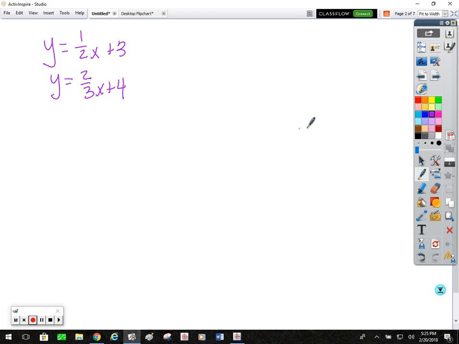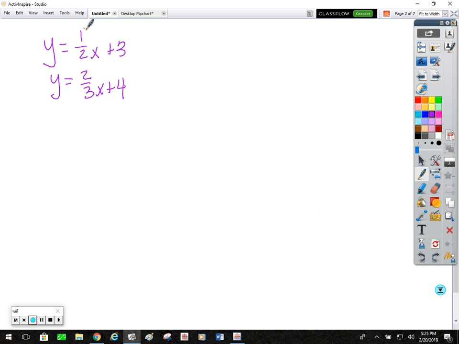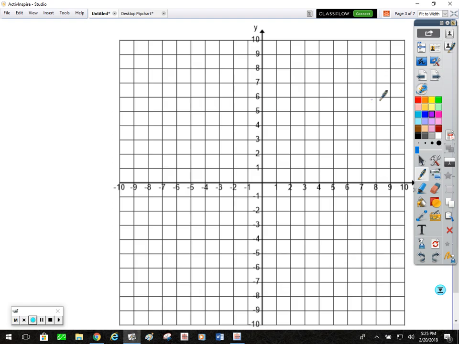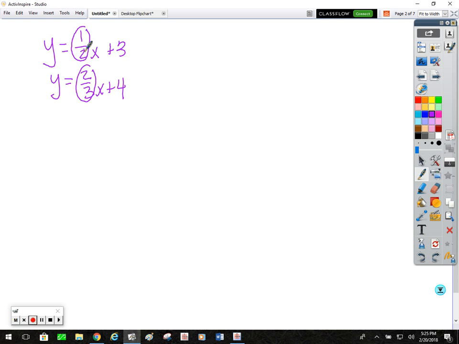Well, the first thing I'm going to look at, according to my chart on this table, is I'm going to check the slope. And if I look, what I notice is the slope here is 1/2, and the slope here is 2/3. So they are different slopes, which lets me know the lines will intersect and I will have one solution. Well, right now I'm not asking you what is the solution, I'm just asking you what type of lines and how many solutions are possible. So for this system, the types of lines are intersecting.